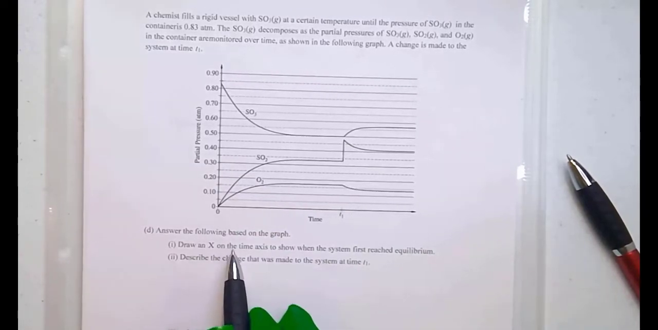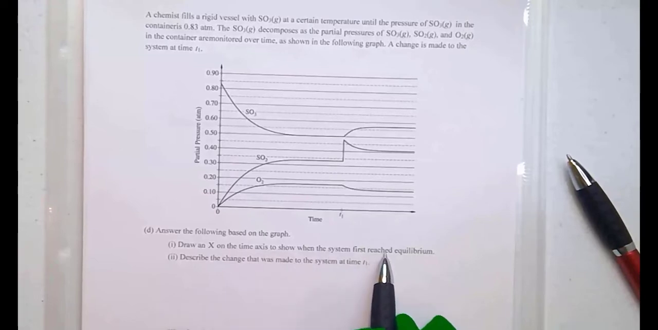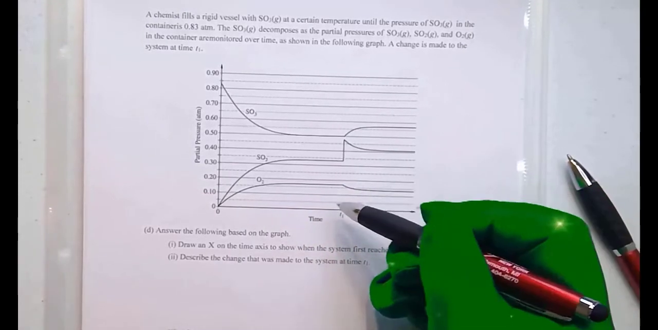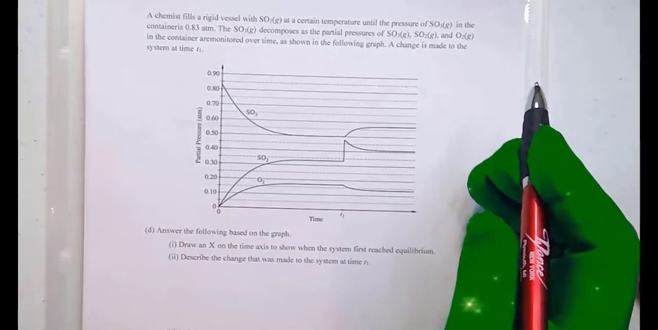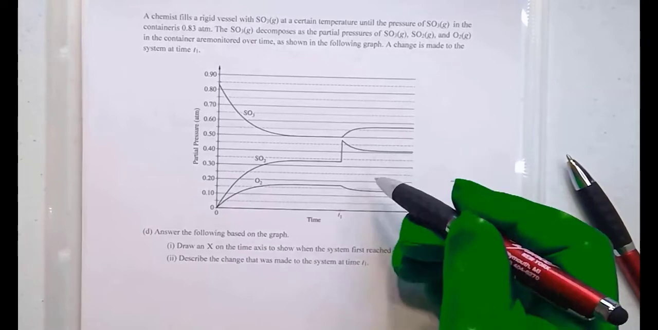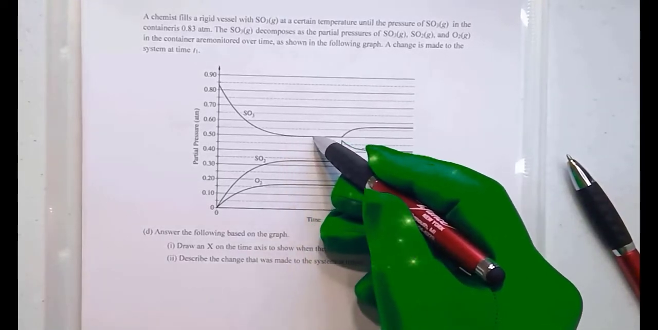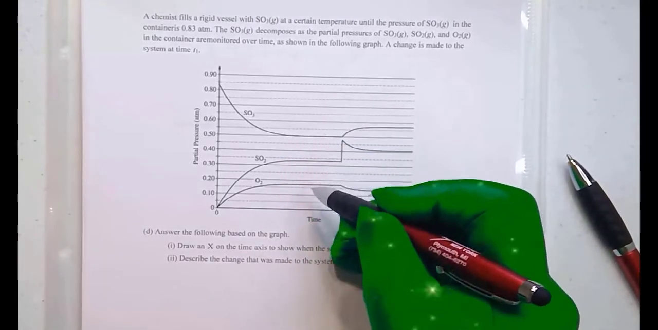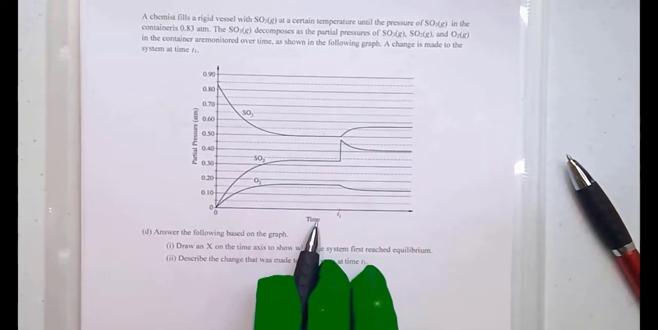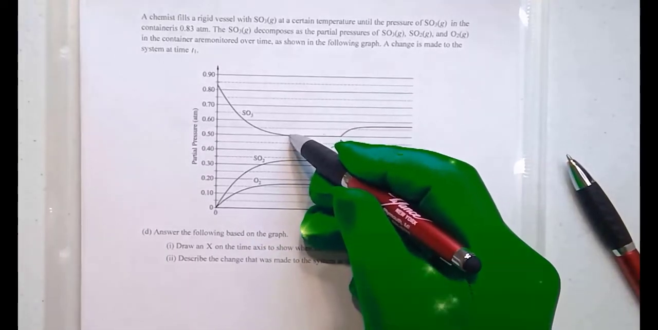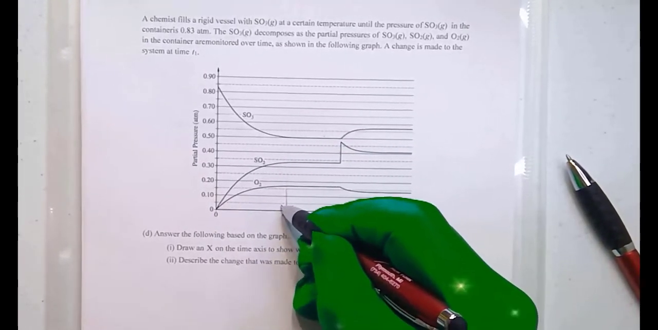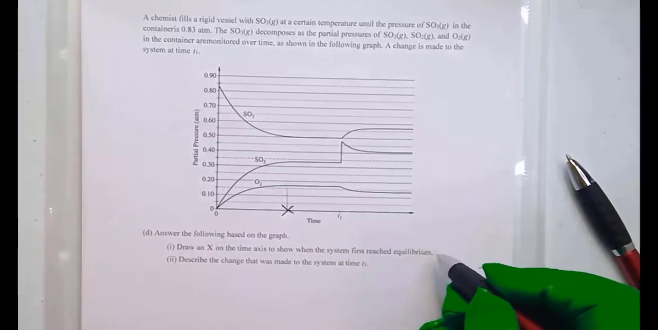Draw an X on the timeline to show when the system has first reached equilibrium. At equilibrium, we don't have any changes. There's no macroscopic changes. The pressure will be the same. So here, when the curve flattens out, that means that things are pretty much the same. So draw an X on the time axis. Here's our time axis. Here's where things level off. Done.